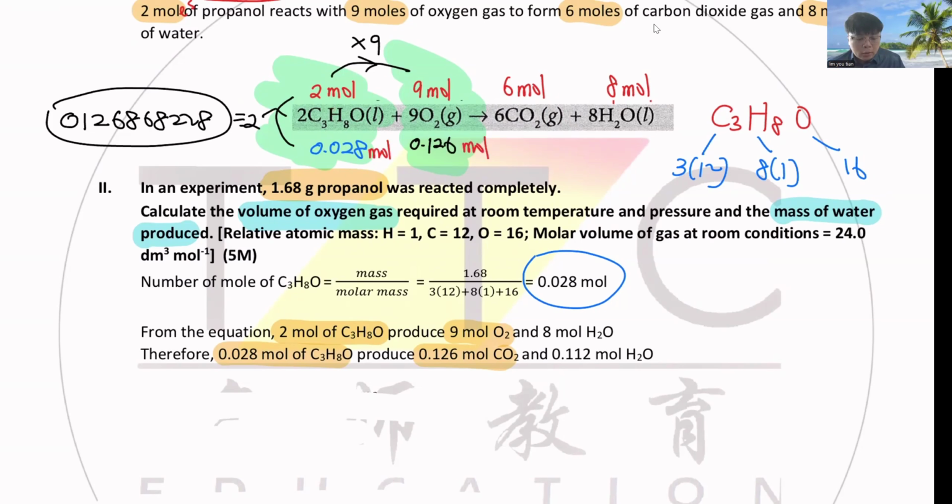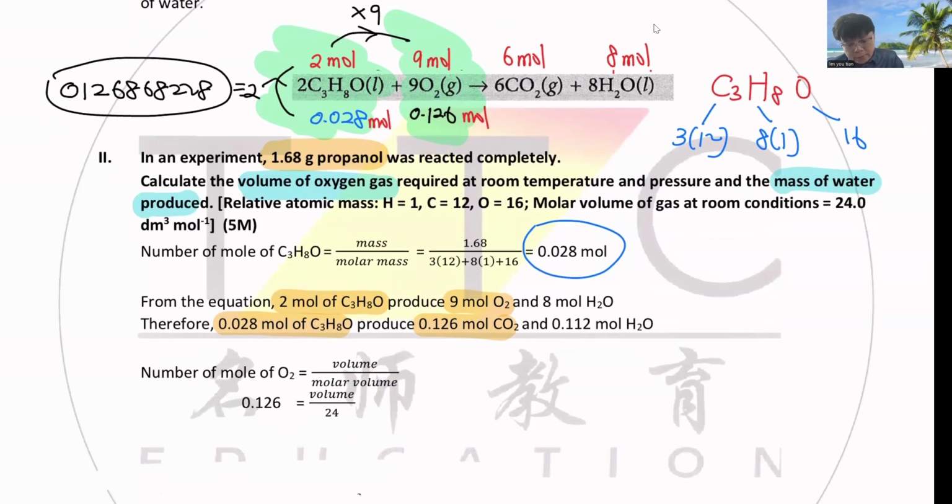2 to 9. 2 mole reacts with 9 mole. Then 0.028 will react with 0.126. How to get 0.126? Very simple. You divide by 2 first to get one ratio, because the ratio is 2 to 9. So 0.028, you divide by 2 first, times 9, you get 0.126, the ratio. Then once you get 0.126, you can find the volume.